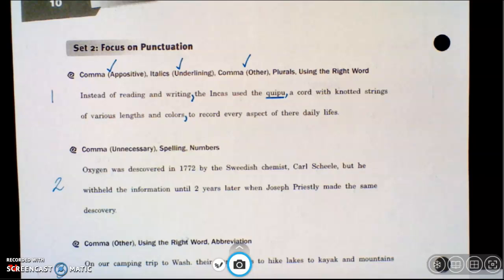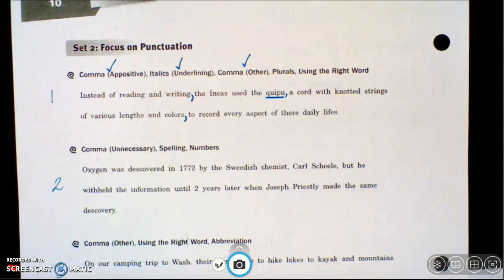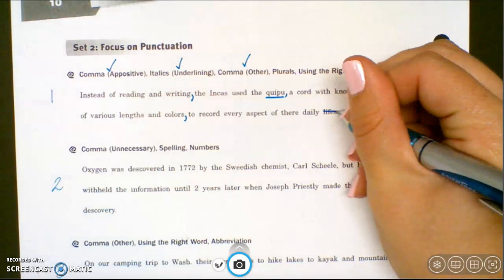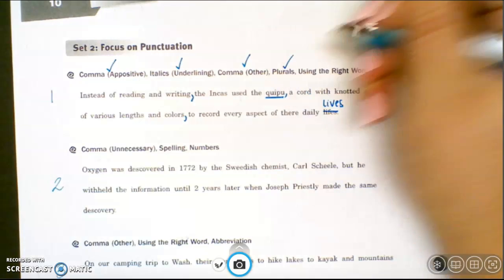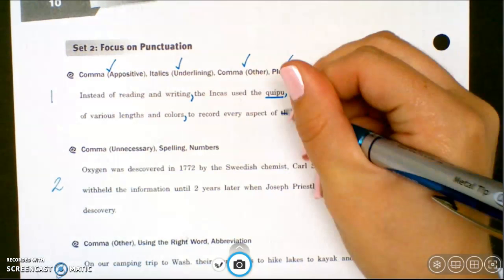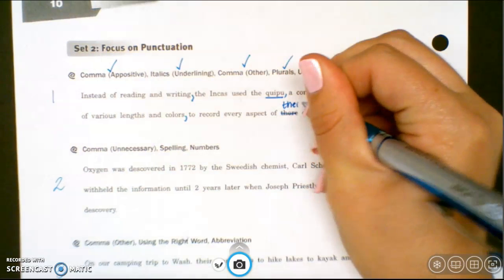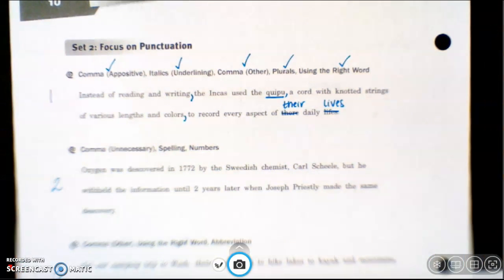Next, I have an issue with plurals. You probably heard this error. My error is the word lives. We know that we don't make the word life plural by just adding an S. We actually change that word to lives. And next I need to make sure I'm using the right word. That error is the word there. I need to use the word there that shows ownership. And now I have corrected my first sentence.